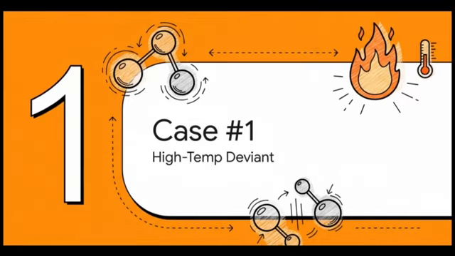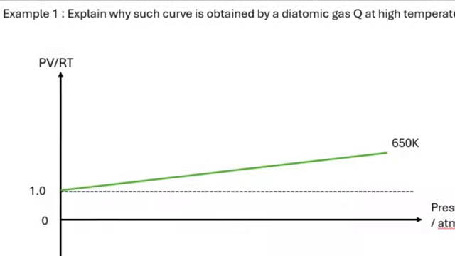Right, let's open our first case file. We are investigating a diatomic gas, we'll just call it gas Q, and it's under interrogation at a blistering 650 Kelvin. So the big question is, why is it behaving the way it is?